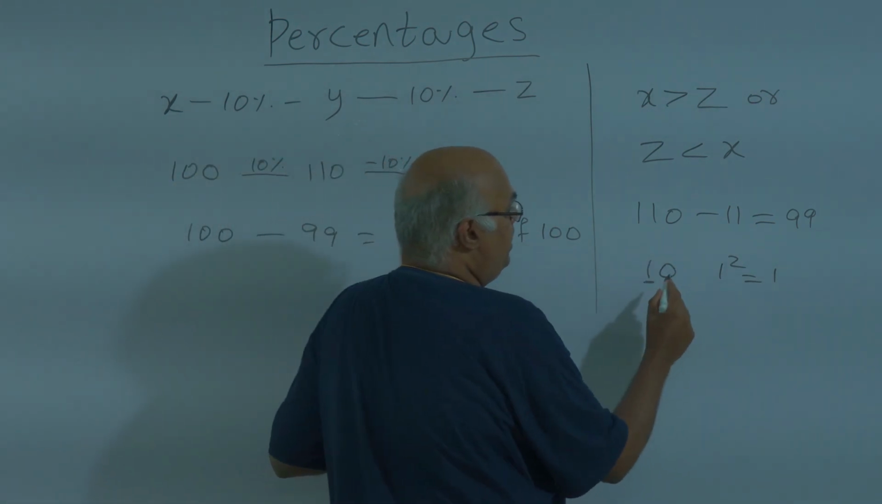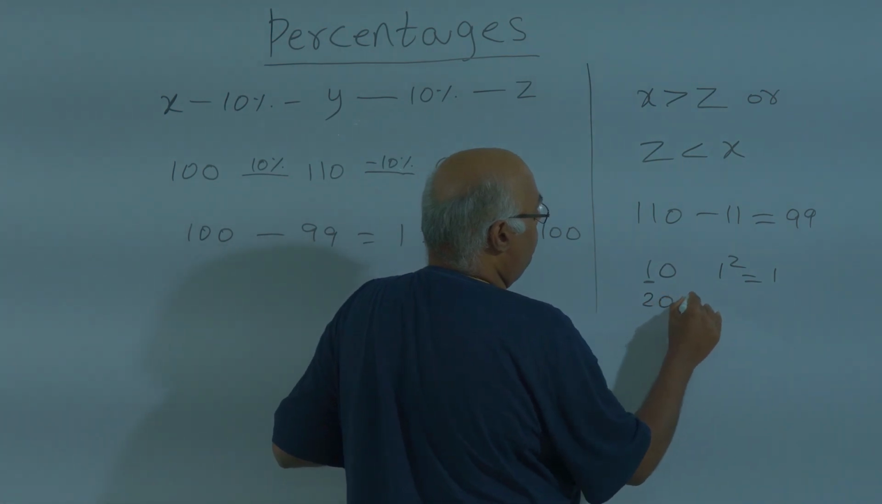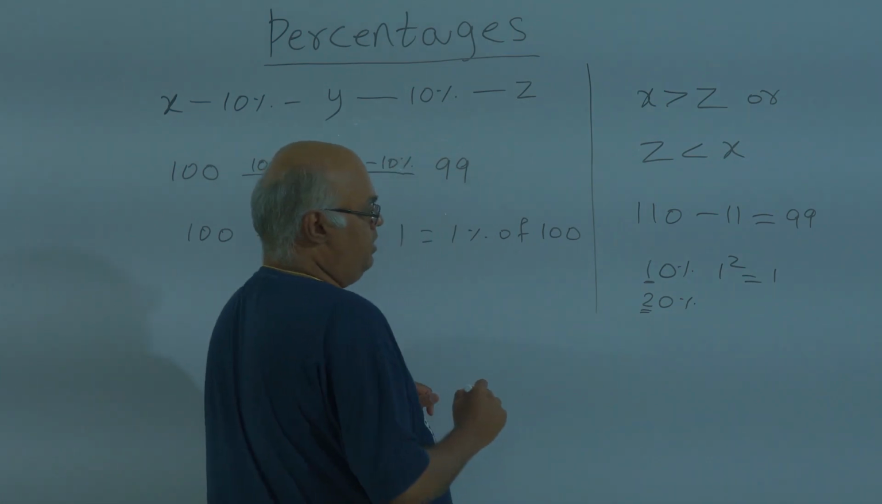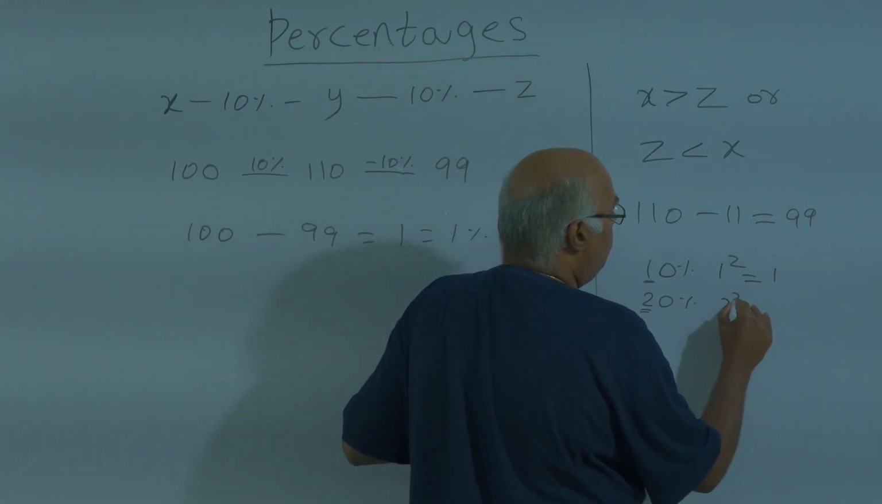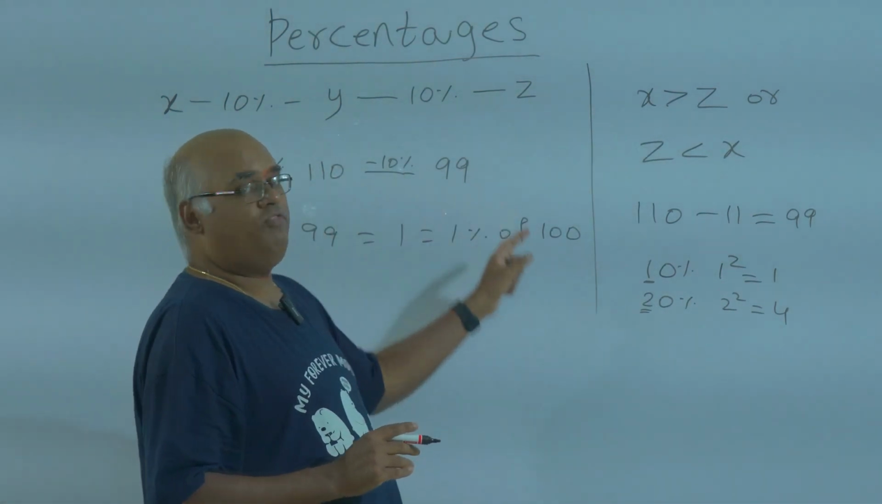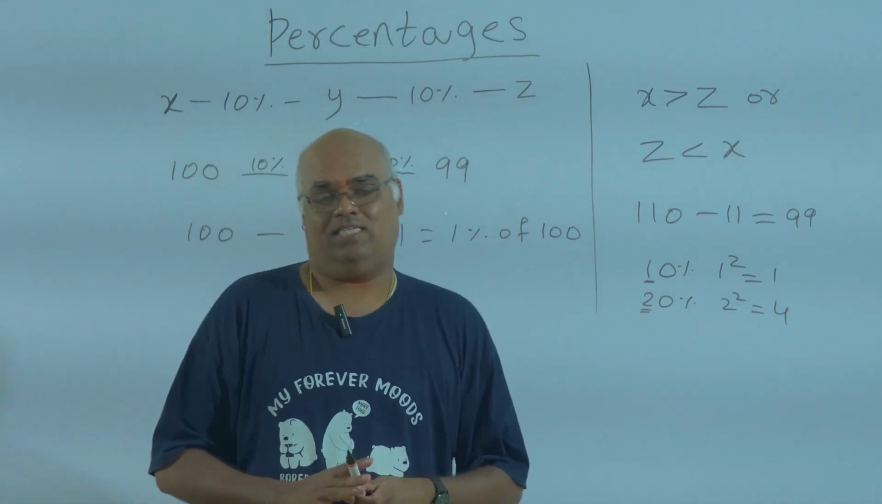Suppose you increase or decrease the number by 20%. So here you have 2 in the 20%. 2 square is equal to 4. The difference between the initial number and the final number will be 4 less. That is, you will get 96.